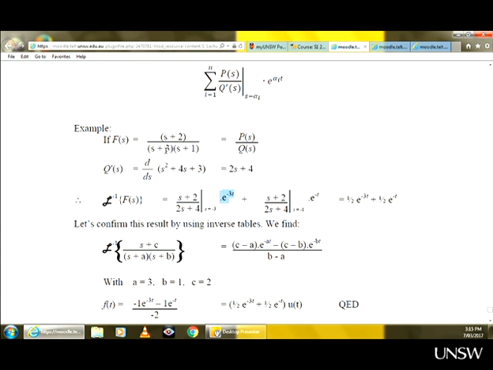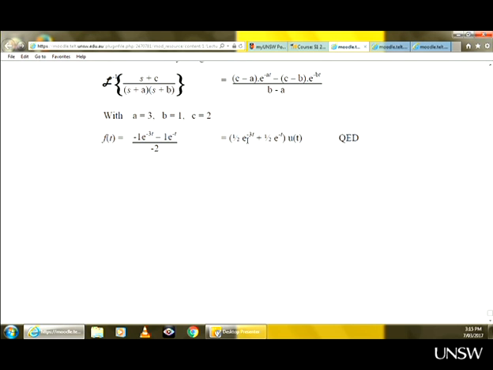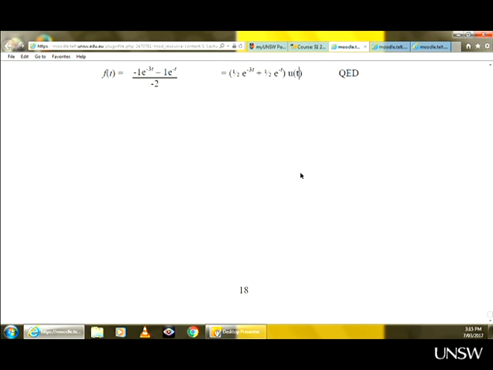Repeat the same, but this time s equals minus 1. That is the value of the second root, and you multiply by e to the minus t, because minus 1 is the root. So the inverse Laplace transform will be 1/2 e to the minus 3t plus 1/2 e to the minus t. If you use the tables, I'll leave that to you, you should get the same expression. That's lecture 2. Any questions?